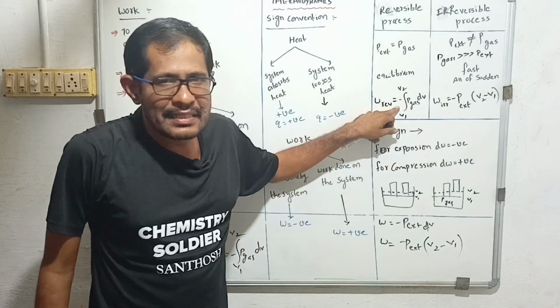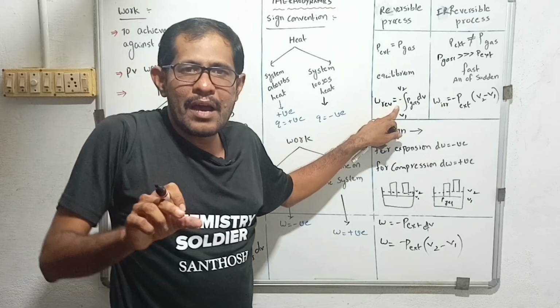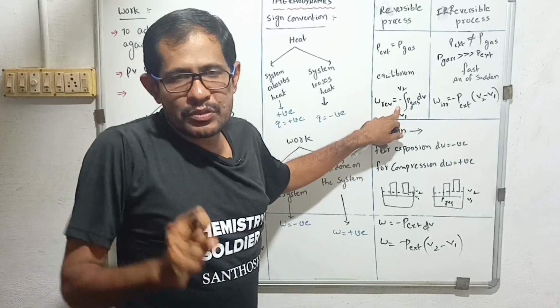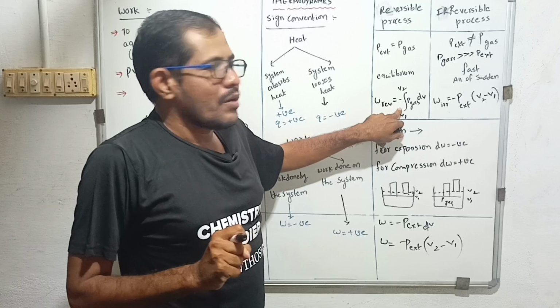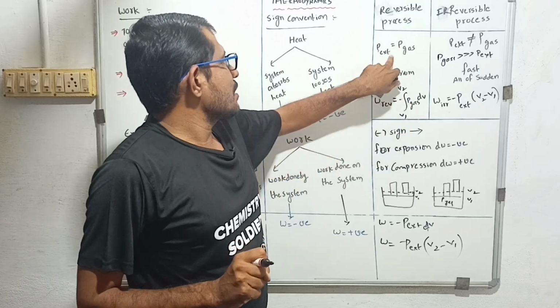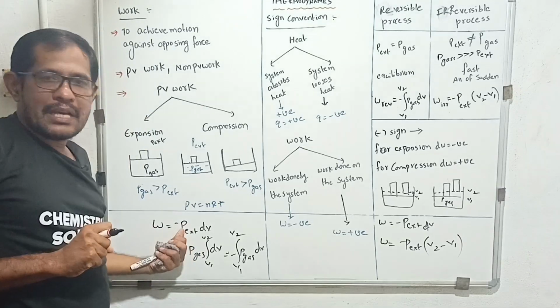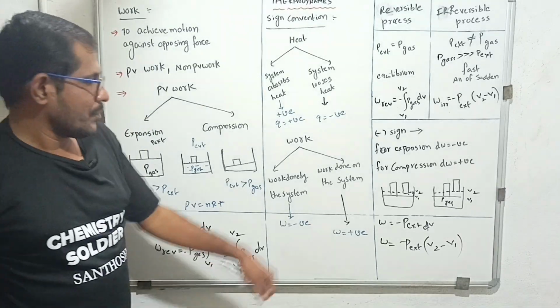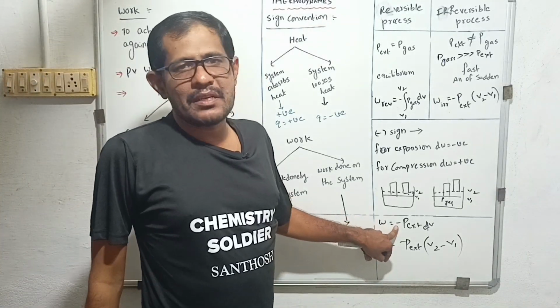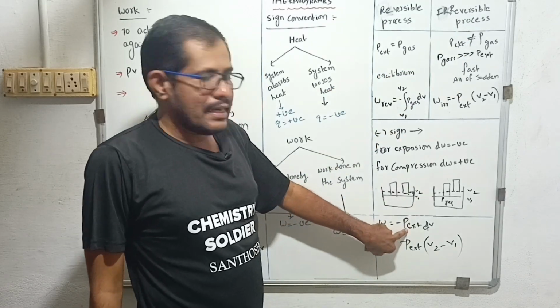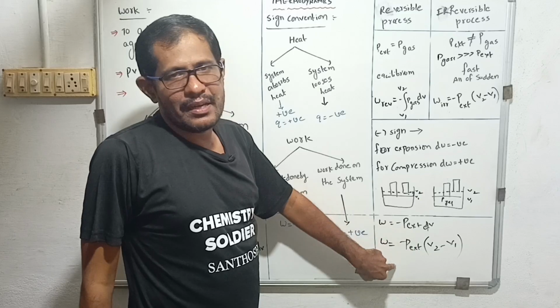Here we are doing integration since a reversible process happens in an infinite number of steps. To sum that infinite number of steps, we do integration, and P external equals P gas. That's why in place of P external, we can write P gas. Here, W equals minus P external into dV, but here P external is not equal to P gas. That's why we will write directly, we will put only P external.